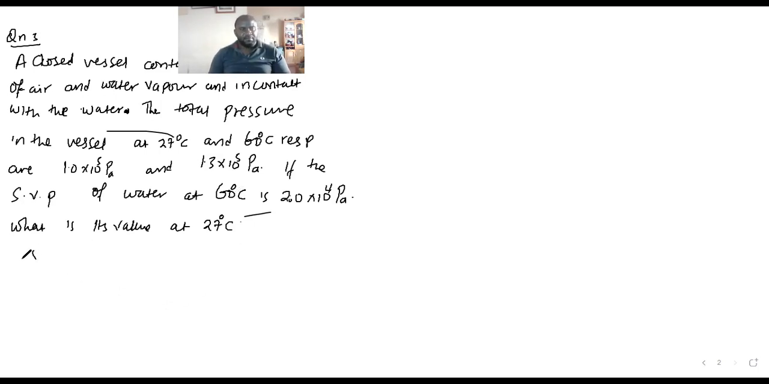So as you've heard, we have 27 degrees Celsius. I can call this temperature T1. With this as temperature T1, you convert the 27 to Kelvin, which will give us 300 Kelvin. Then we have the pressure, which is 1.0 times 10 to the power 5 pascals. Then we have SVP at this pressure, at this temperature, which is unknown.